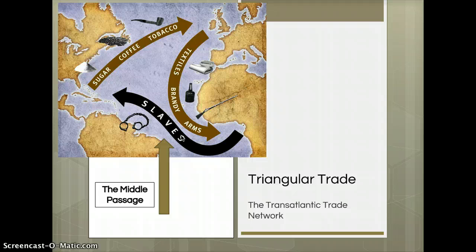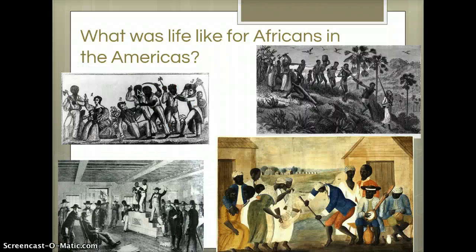So anytime on a map, say on the test, right, you would recognize the triangular trade that exists between the Americas, Europe, and Africa. And the term Middle Passage is the slave trade. Okay, so what was life like for Africans in the Americas? Well, I don't need to tell you, it was not awesome.